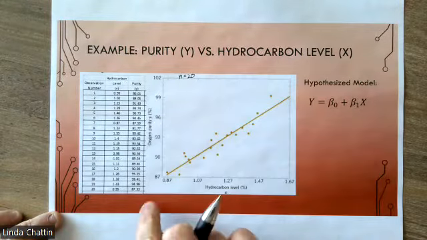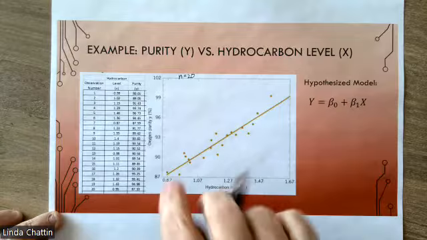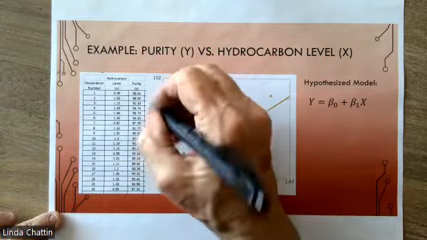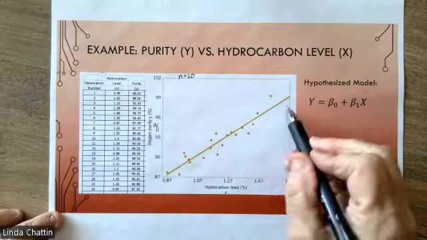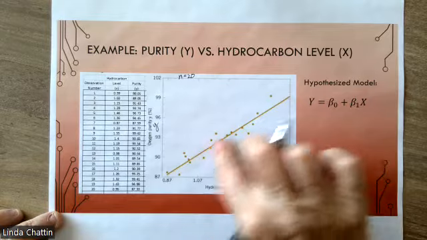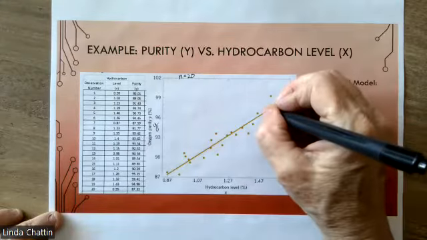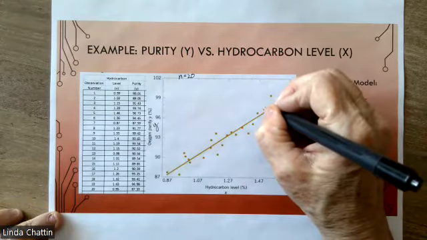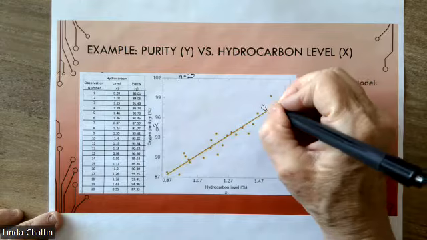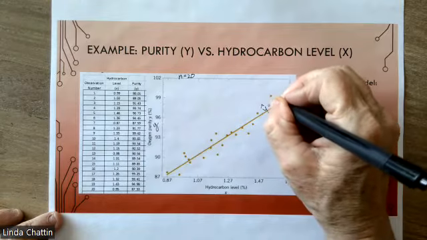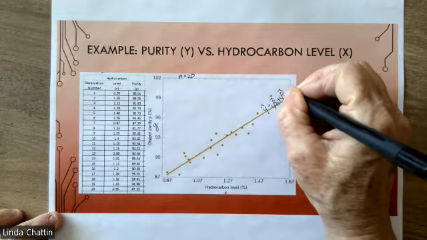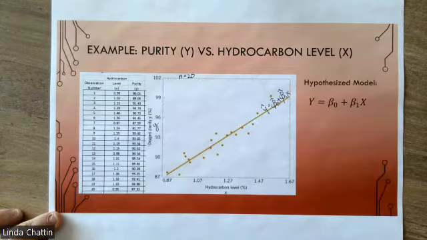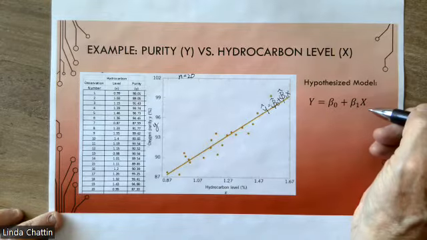What they did was they plotted all of the y's and the x's. So again, this is my y-axis, this is x, and this is the fitted line. This fitted line right here is what we call y hat equals beta naught hat plus beta 1 hat times x. That's what the equation of that line is going to be, and this is my hypothesized model.